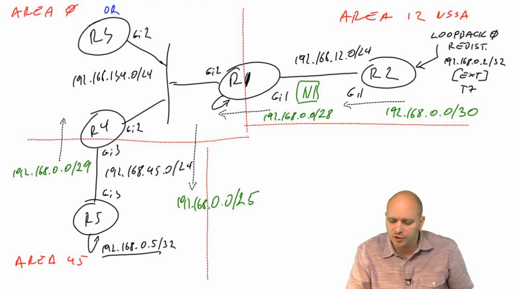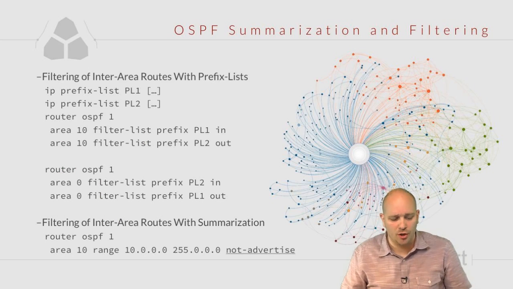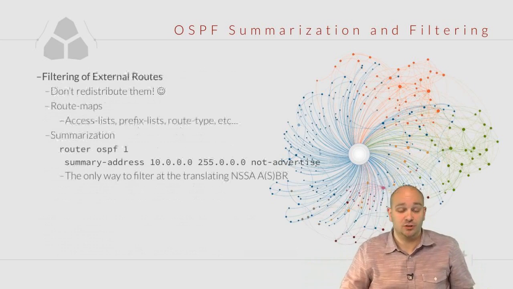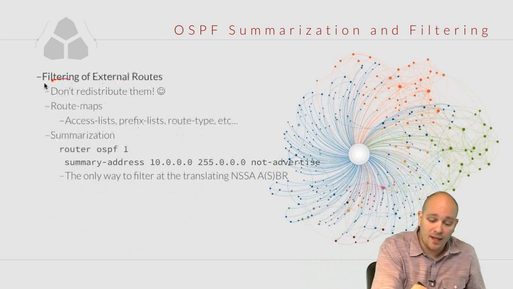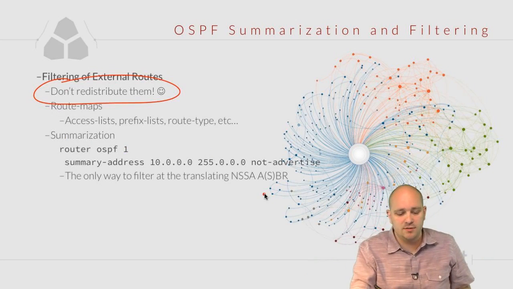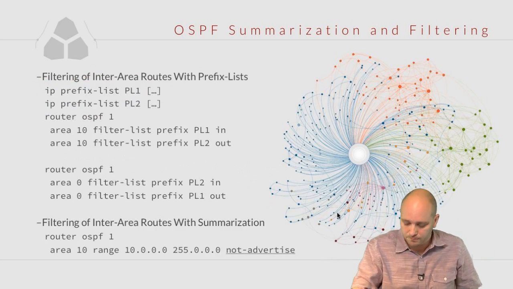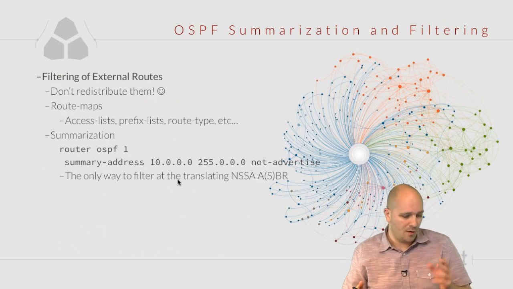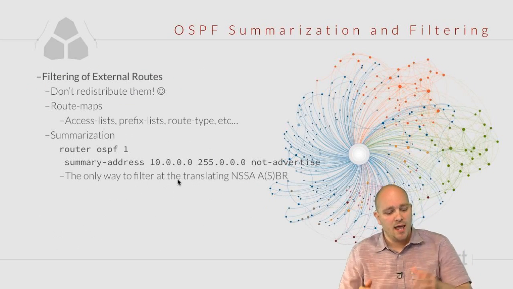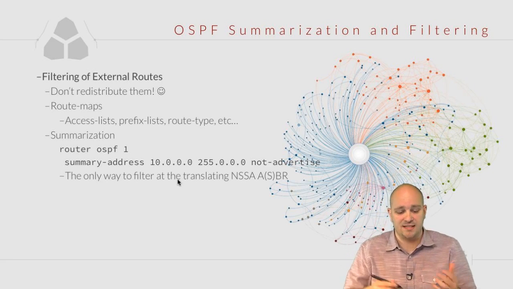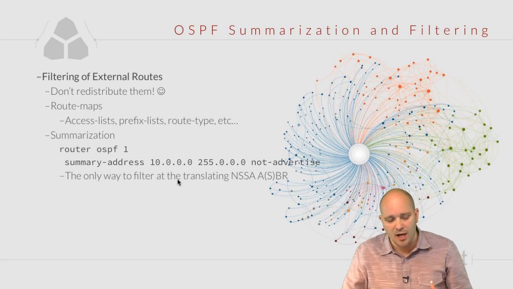So how can I filter these external routes? Well, there are a couple of ways to filter the external routes. The simplest one would be simply don't redistribute the external routes. The less simple one would be to use route maps at the redistribution point. So I would say redistribute something or the other, and I would specify the route map, and in the route map I would reference the access list, prefix list, route type, whatever else.